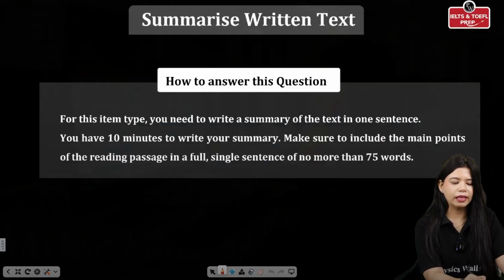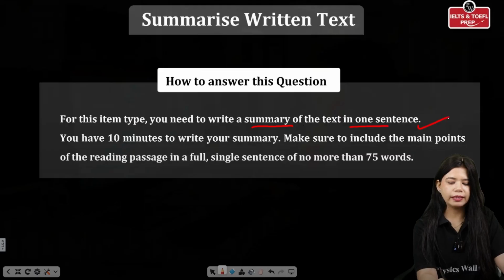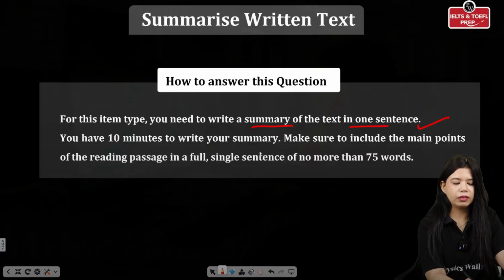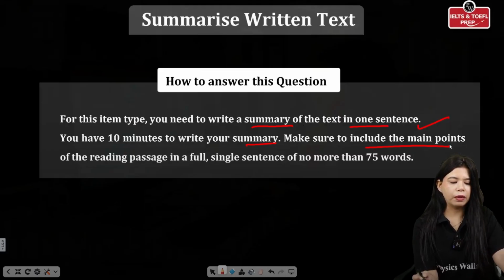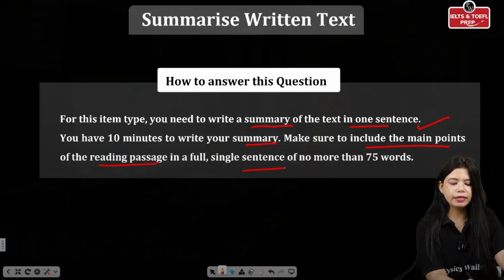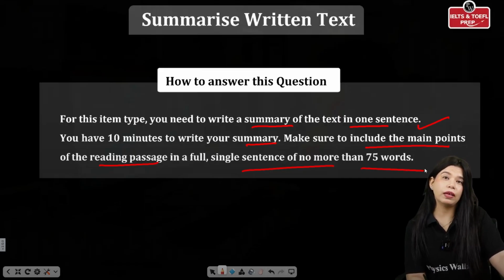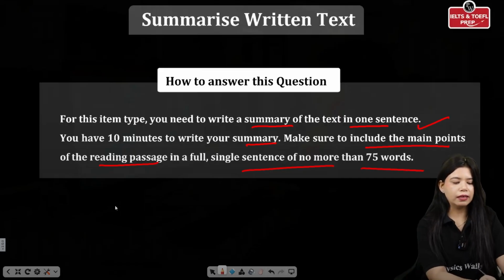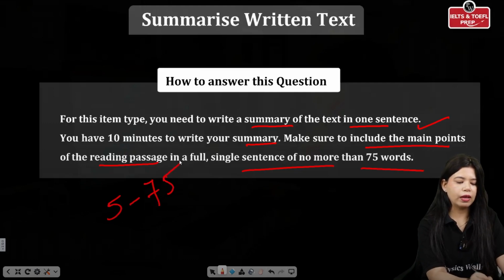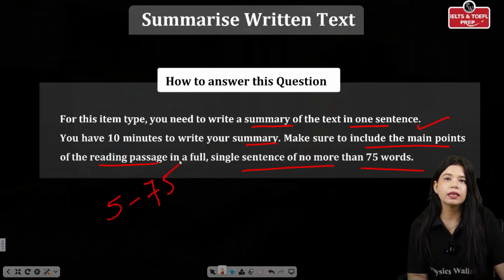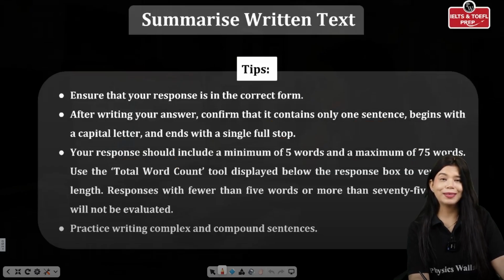So let's understand a bit more about it. Now for this question type, you need to write a summary of the text in one sentence. You have 10 minutes to write your summary. Make sure to include the main points of the reading passage in a full single sentence of no more than 75 words. Yes, now the word limit. Let's understand. If you write fewer than 5 words or more than 75 words, you will be getting a 0 on this question. So the word limit is pretty strict here. You cannot go beyond 75. You cannot write fewer than 5 words. That's incredibly vital.